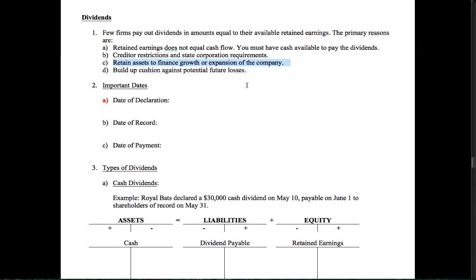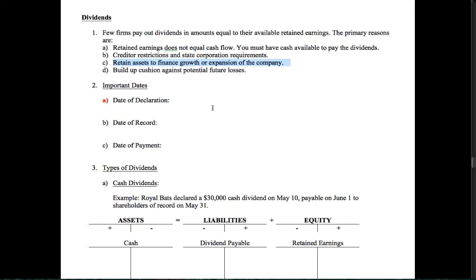Next, we'll go into 3 important dates when it comes to dividends, and you will need to make sure you understand what these 3 dates are. You may be asked, 1, to describe what these dates are. 2, you need to know how to do the accounting at each of these dates. And 3, what is the impact at each of these dates to the GL accounts?